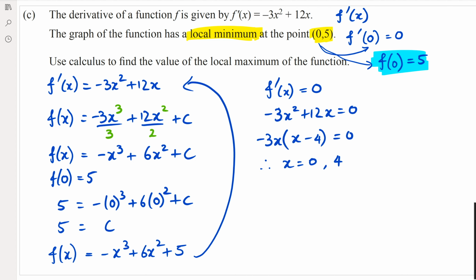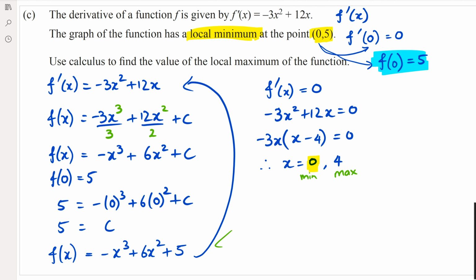Now, we already know what 0 is because it's told us that this is the yellow point we're talking about. That's a local minimum right there. So we already know that x equals 0 is when the minimum happens, which means when x equals 4, the maximum should happen. But we need to figure out what it is, and so that's why you need to go back and substitute it into this equation. So we're going to, maybe I shouldn't have gone into that, but let me just rub that out.